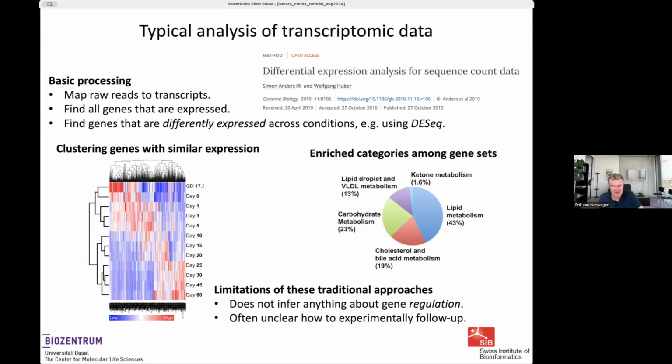Now, the limitation of these kinds of approaches is that it doesn't really tell you anything about the regulation that's going on in your system. So you'll find out that certain genes are co-expressed, but you don't know why they're co-expressed. You don't know what the regulators are that are responsible for driving these expression changes. And also, it's often unclear what the follow-up experiments are that you're going to do. What is the next experiment that will teach you more? How does it help me to know that there is a certain set of genes that are co-expressed? How do I now validate this observation? Might not be so clear.